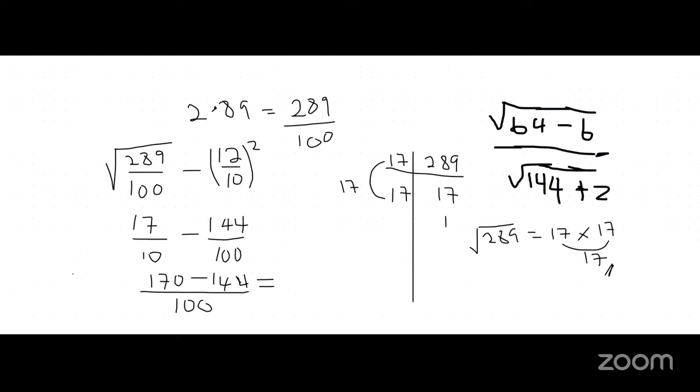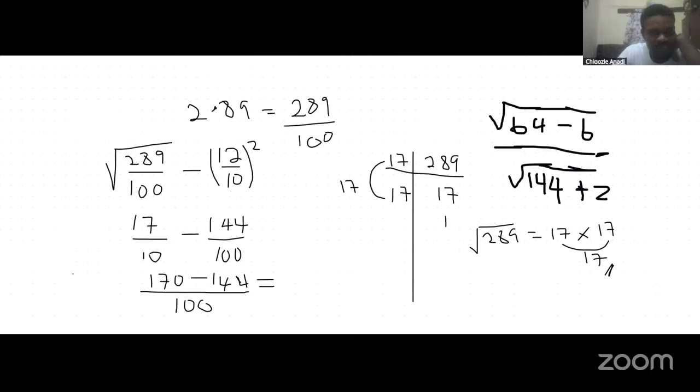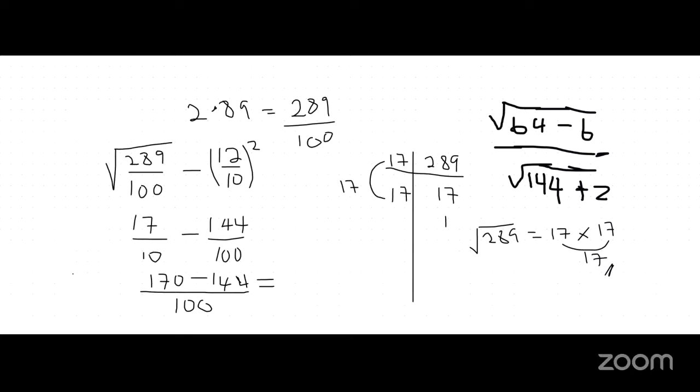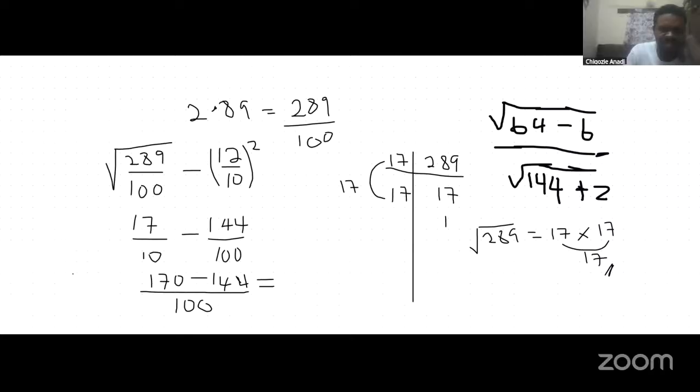Wait, what was the question again? 170 minus 144, so in this answer on the whiteboard. Oh, it's 26. That's correct, 26. So that will give us 26 all over 100. So we've gotten our answer.